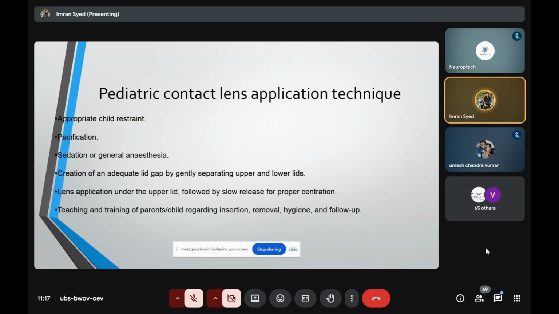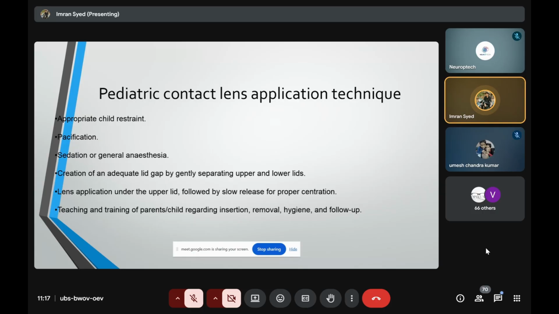So this is quite different. For adults, you'll use your hand, and if you are the practitioner inserting the contact lens, you'll place the lens on your index finger, and with the other three fingers, you'll hold the upper lid and lower lid, and you'll gently place the lens either onto the cornea or onto the nasal or temporal side of the cornea. But coming to the pediatric contact lens application, it is different because children are very uncooperative.